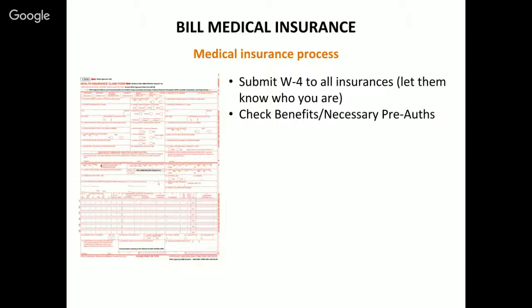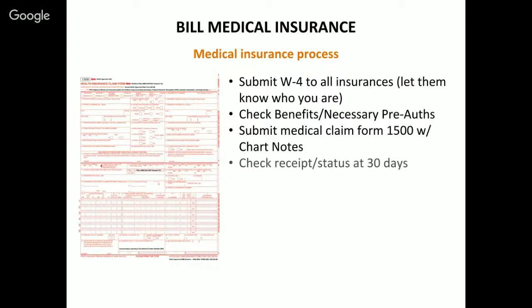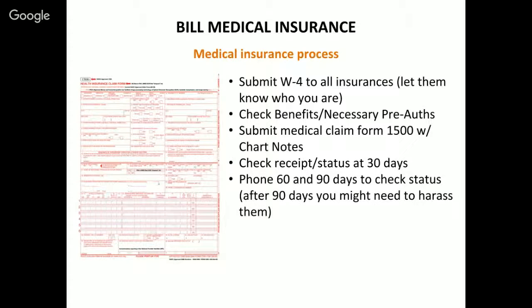And then the next thing you want to do, before you do anything with the patient, is check their benefits and check for any necessary pre-authorizations. Okay. Next, submit your medical claim form, your 1500, with chart notes as necessary. And then you want to make sure and check receipt after 30 days. It's a long time they get to receive your stuff. Then you want to phone in at the 60-day and the 90-day mark to check the status. And after 90 days, you're probably going to want to spend significant time harassing them.